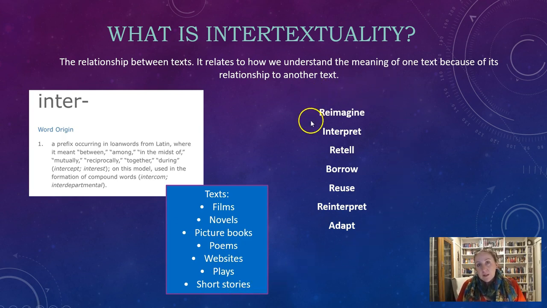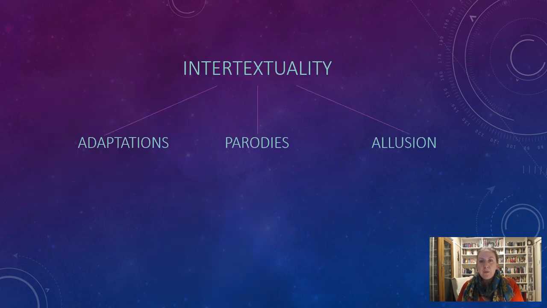Now there's a few words as well that, as we look at what intertextuality does, I'm going to keep bringing up, okay? So some of those words are words like these ones: reimagine, interpret, retell, borrow, reuse, reinterpret, and adapt. Now most of those words you guys already know, okay? So maybe some of you are already getting an idea of what intertextuality is, but even if you're not, once we have a look at some of the examples, you will completely get it, okay? It's really easy once you know.